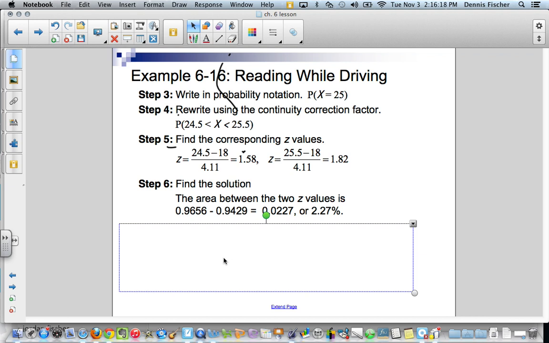So if I take the bigger area, that's this whole thing, right? And I subtract that purple area, am I going to get the area between the two? So I'm going to get 0.4656 minus 0.4429, which is 0.0227. So what is the chance that the value is exactly 25? 2.27%.